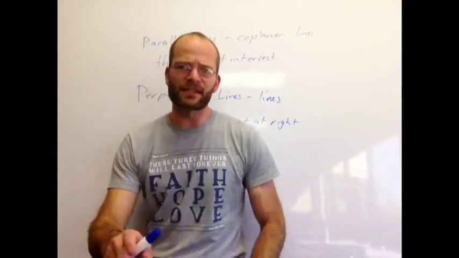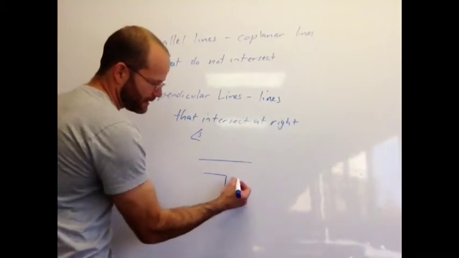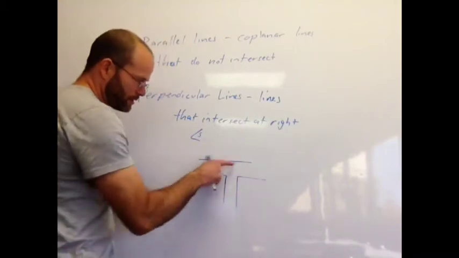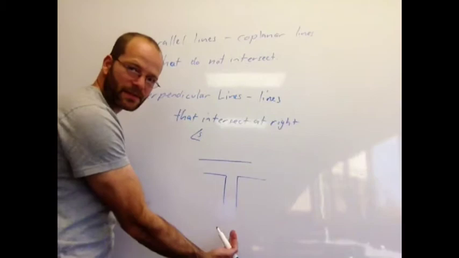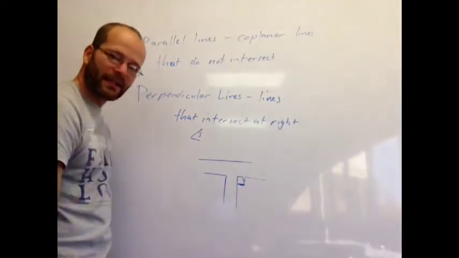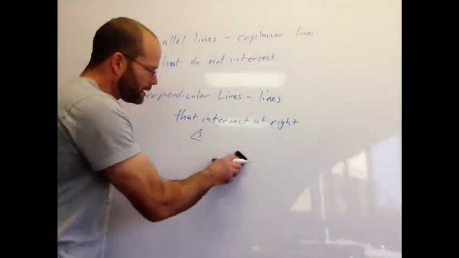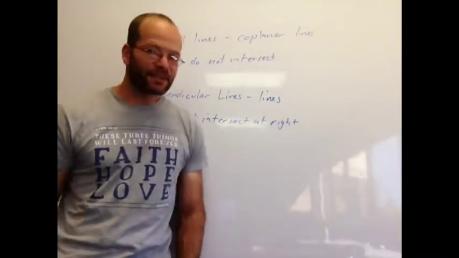Lots of times T-intersections at roads would be a good model. Perhaps you have a situation like this, where a main road goes east and west and another road comes up from the north and intersects. And these might be perpendicular. We might indicate that with a little square in the corner. We've looked at that already. So perpendicular lines are lines that intersect at right angles.